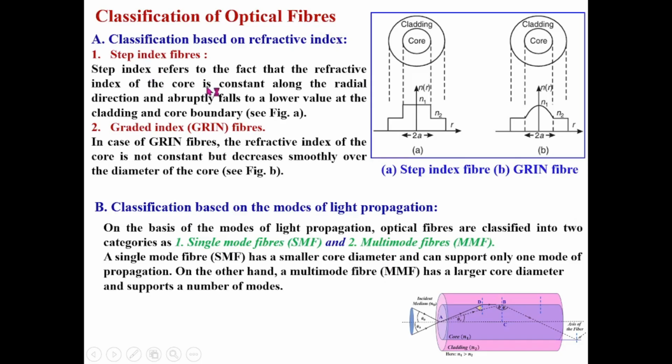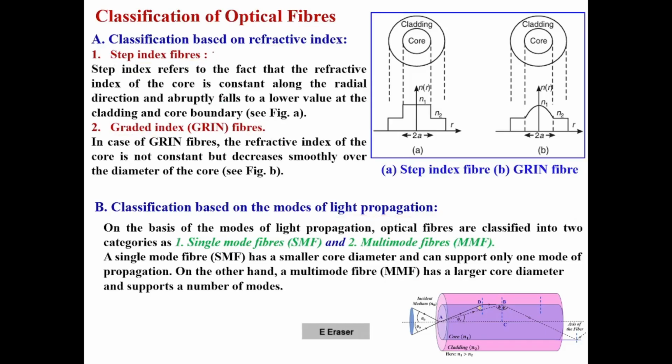The classification of optical fiber can be done broadly in two ways: on the basis of refractive index and on the basis of mode of light propagation. First, we are going to discuss classification based on refractive index. Based on refractive index, it is classified in two ways: step index fiber and graded index fiber.